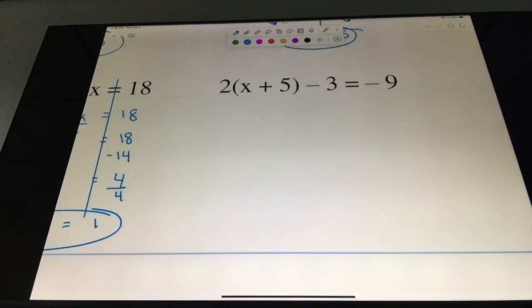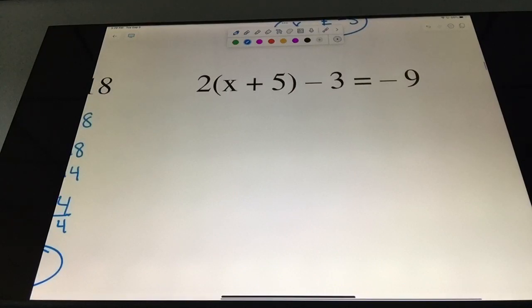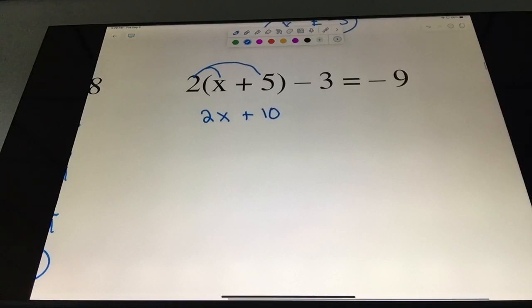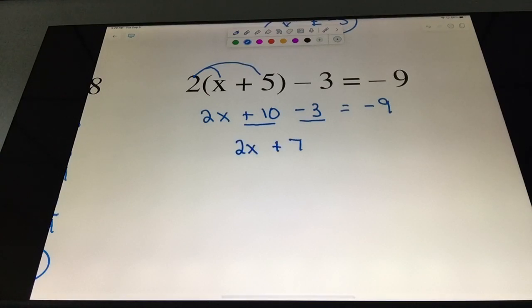In my next question, I distribute to get rid of the parentheses. 2 times positive x, positive 2x. 2 times positive 5, positive 10. And I bring down the rest of the equation. Minus 3 equals negative 9. Collect or combine your like terms, which is the 10 minus 3. So my 2x comes down. 10 minus 3 is positive 7 equals negative 9.